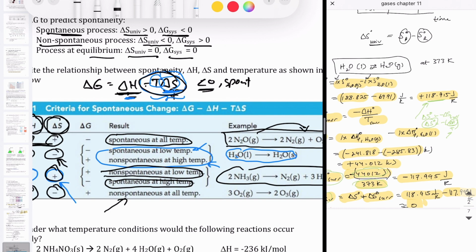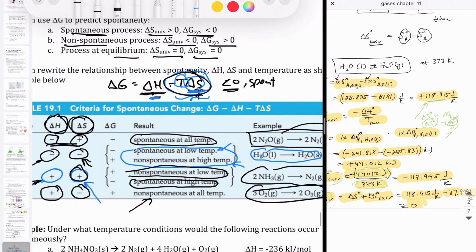Can you make it happen? Yes, you can, but you're going to have to find some other route aside from temperature to make that reaction happen. And we'll talk about that later on, because you could change concentration, you could change pressure. There are other things you can do. But with temperature, we're not going to be able to make this reaction happen.